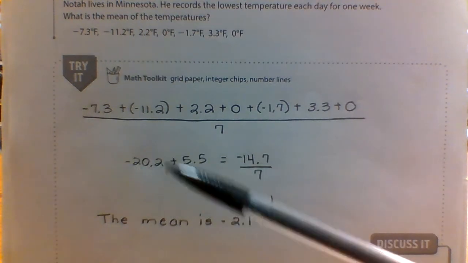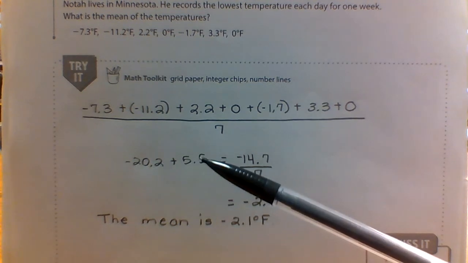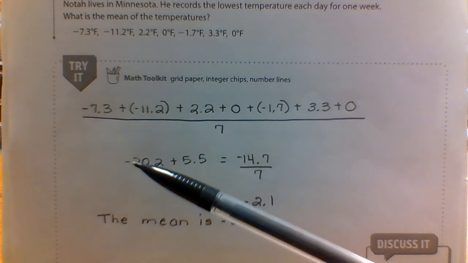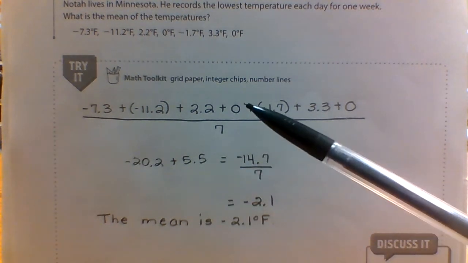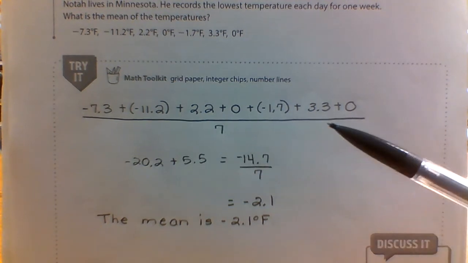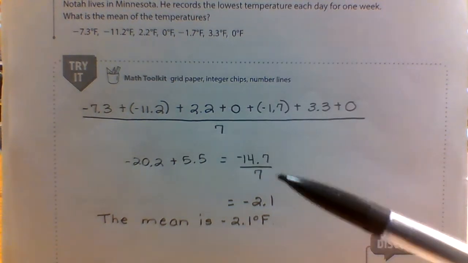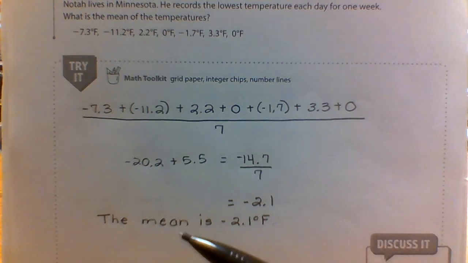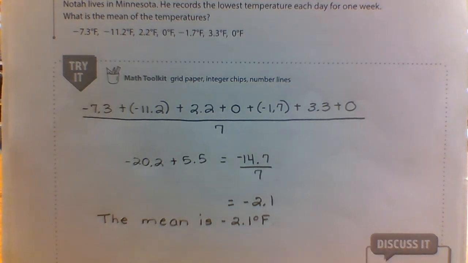Well, here you have a negative and you have a positive. You have to take the difference of these and use the sign of the greatest absolute value, which would be the negative here. So negative 14 and 7/10, and there are the 7 items in your data. And you divide by 7 and you get a negative 2 and 1/10. So the mean is a negative 2 and 1/10 degrees Fahrenheit.